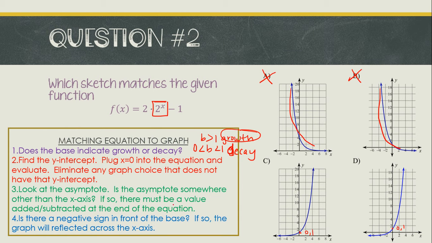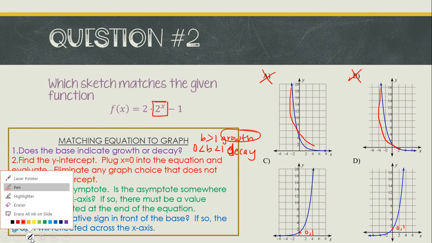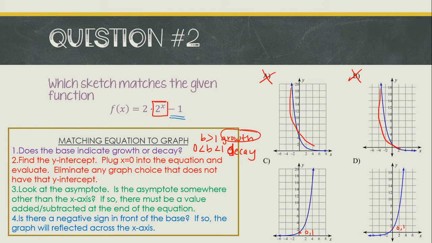Look at the asymptote. Is the asymptote somewhere other than the x-axis? And if so, there must be a value added or subtracted at the end of the equation. So if I look here, notice how I have this minus 1 at the end of my function. Okay, this number at the end of our function, remember, that is where the asymptote lies. So this exponential equation, the asymptote is going to be at y equals -1. So this guy right here, there's my asymptote of y equals -1. So choice D has to match.